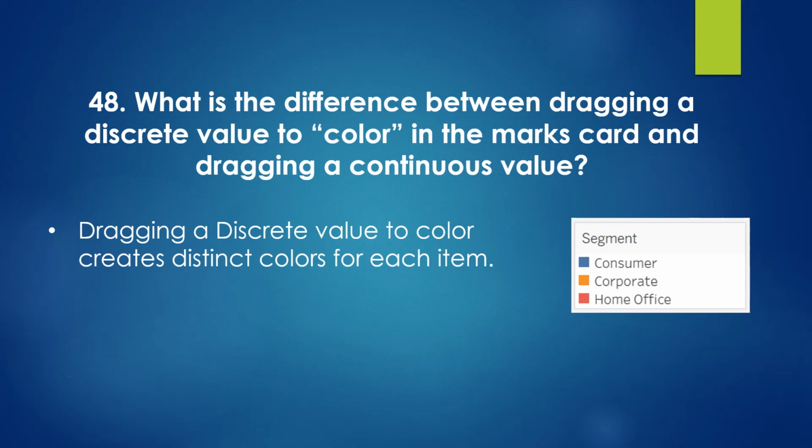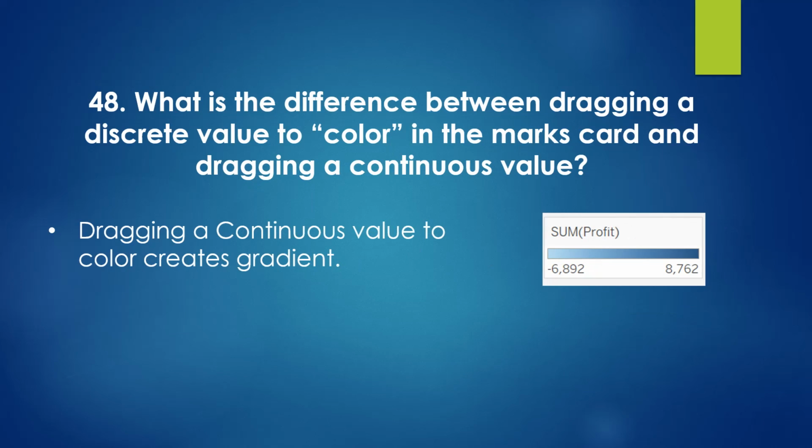What is the difference between dragging a discrete value to color in the marks card and dragging a continuous value? The first example is dragging a discrete value. So when we drag a discrete value to color, it creates distinct colors for each item. As you can see here in this image, for segment, we have three different categories. We have consumer represented in blue, corporate represented in orange, and home office represented in red. Whereas if we drag a continuous value to color, it will create a gradient. As you can see here in this image, when we drag profit, which is a continuous value, it will create a gradient which starts from the minimum value up to the maximum value.